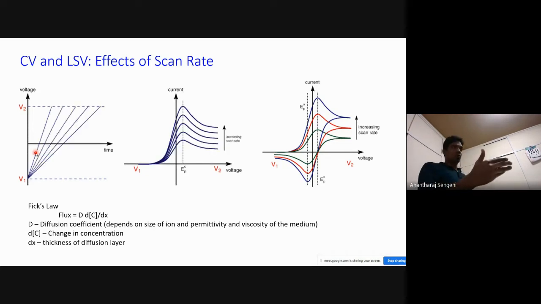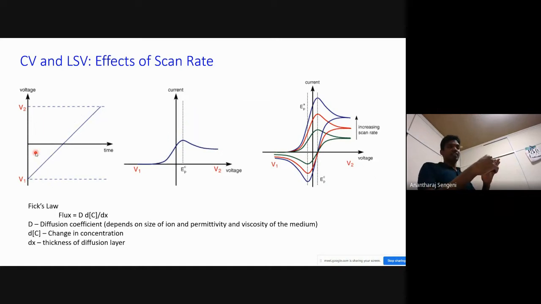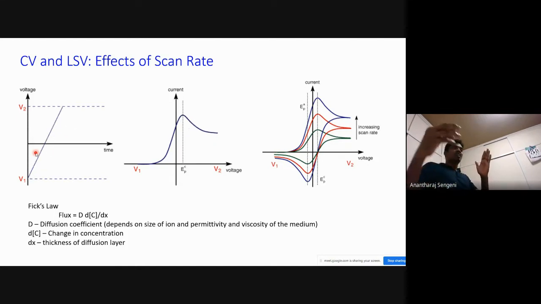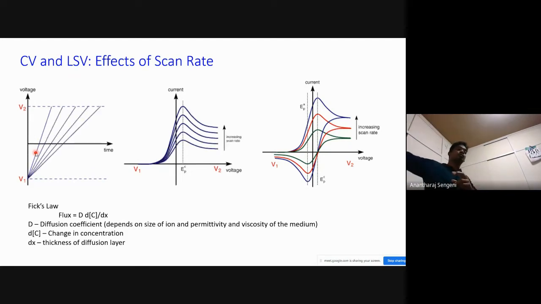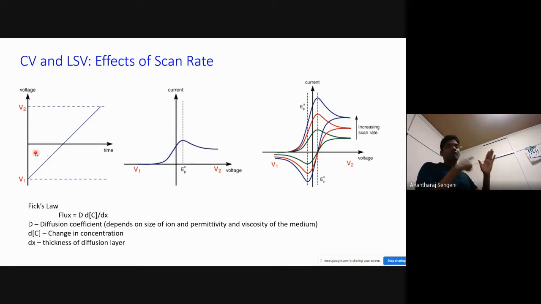When we perform the reaction at a very low scan rate, there is huge time for the diffusion layer to grow thicker and thicker, so that it forbids the flux of electroactive species diffusing from the bulk of the solution to the electrode surface. So the amount of electroactive species reaching the surface is significantly reduced.